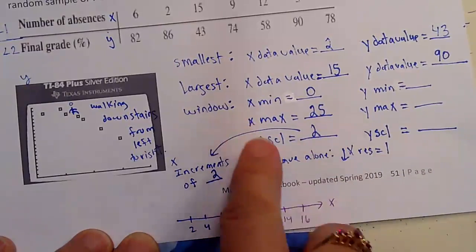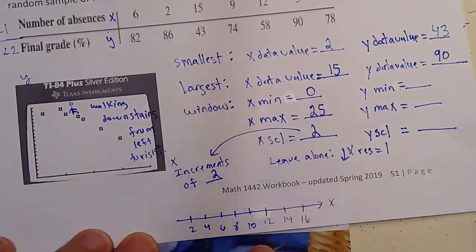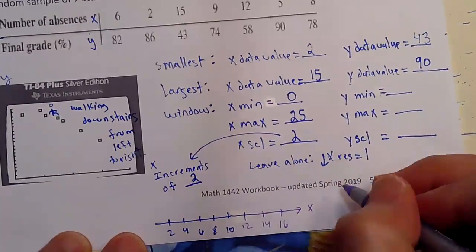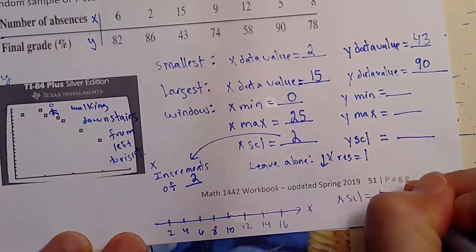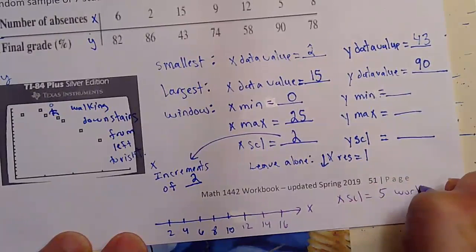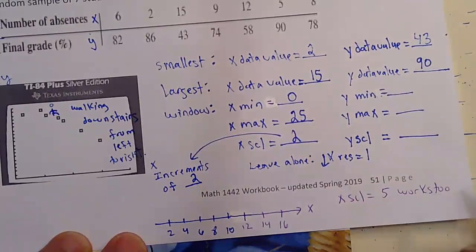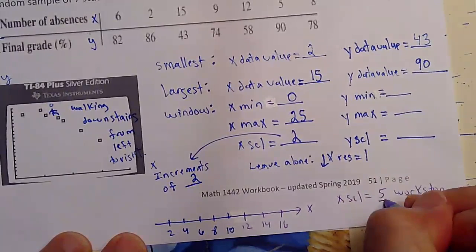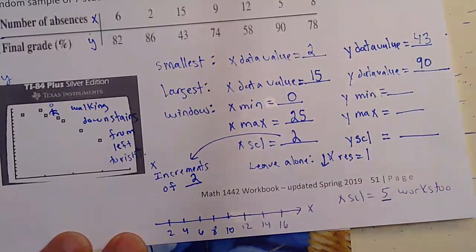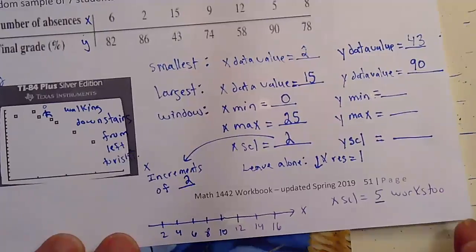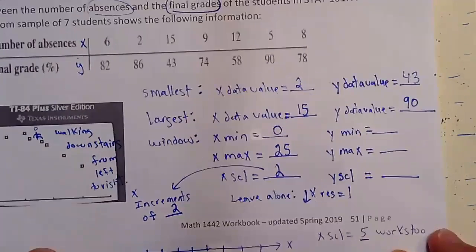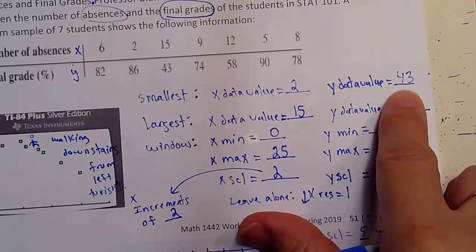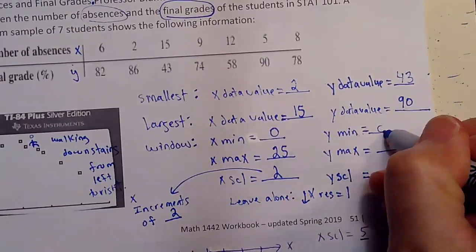And you see your data goes as high as 15. So you can use x scale equals 5, works, 2. I think 10 would probably work also, but I would say 2 or 5 works better. Okay, and then your y min, something smaller than your 43, and you could do 0 again, do 0.